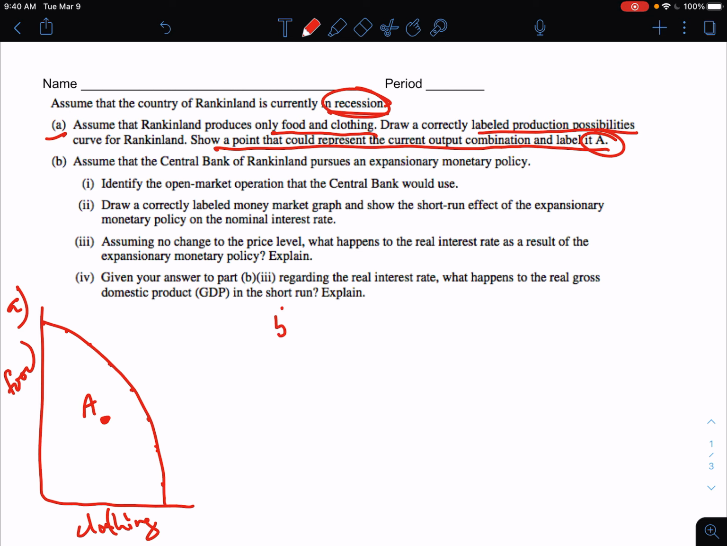All right, now B, assume that the Central Bank of Rankin Land pursues an expansionary monetary policy, which of course makes sense given that they are in recession. Identify the open market operations that they would use.